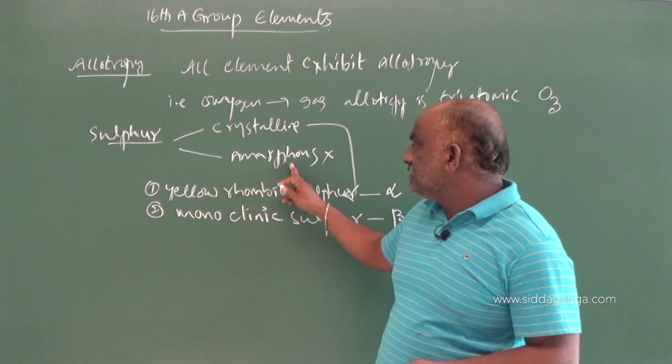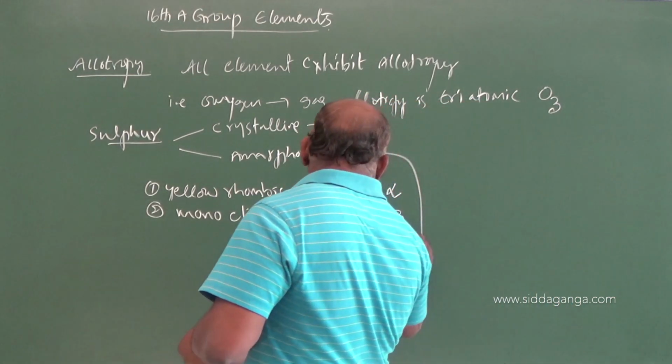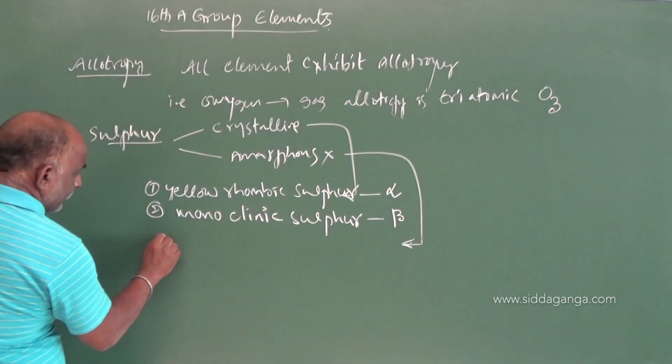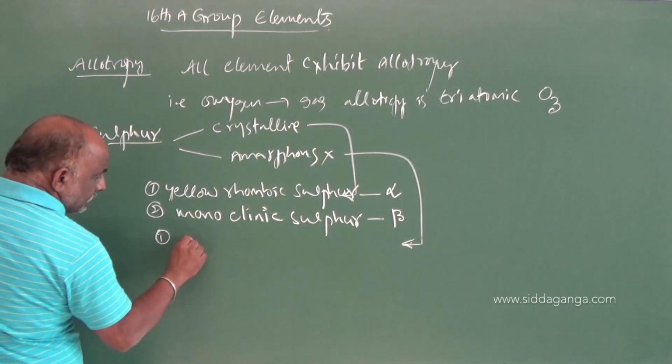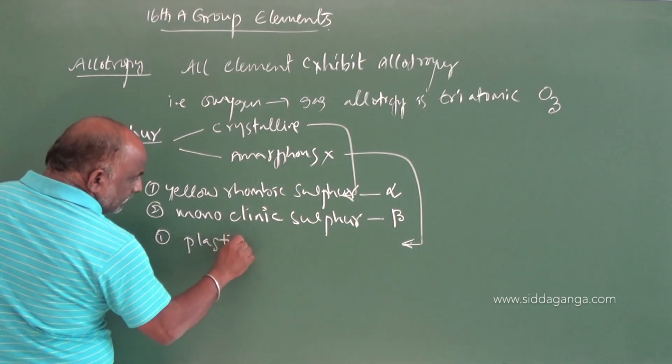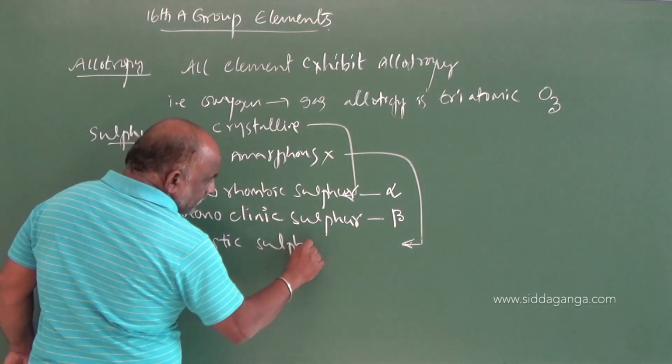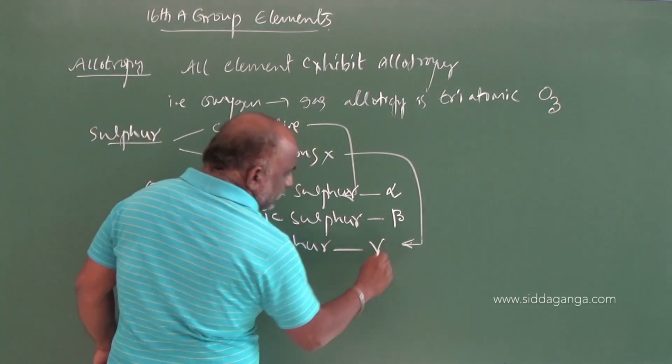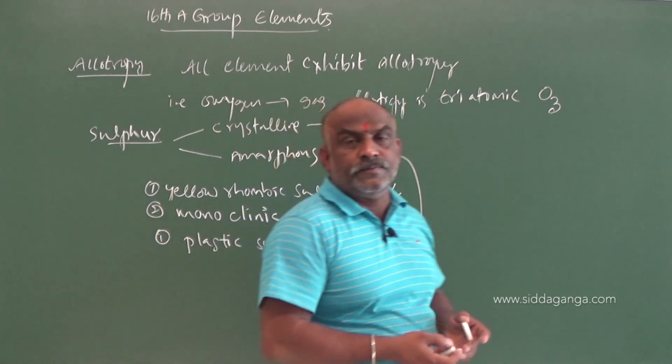While going to the amorphous, that is plastic sulfur. It is also called gamma sulfur.